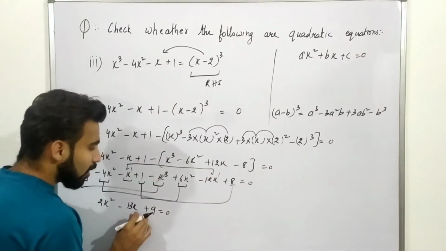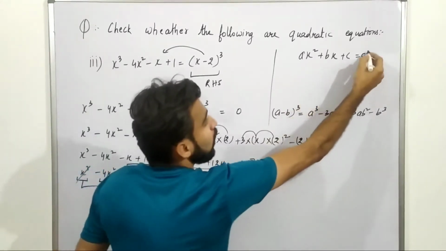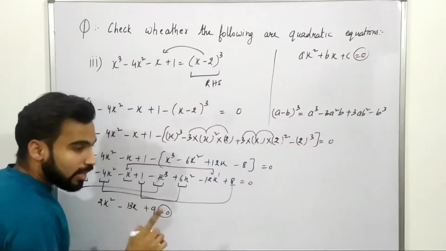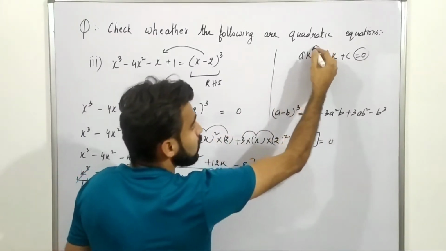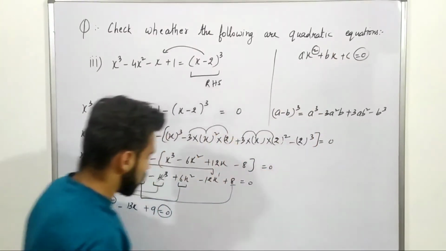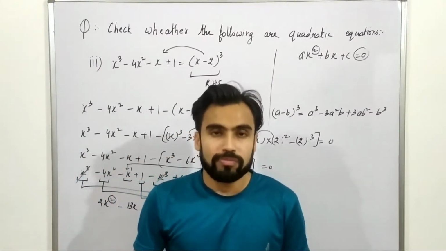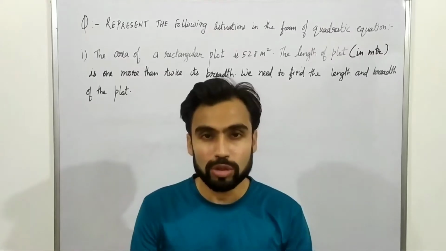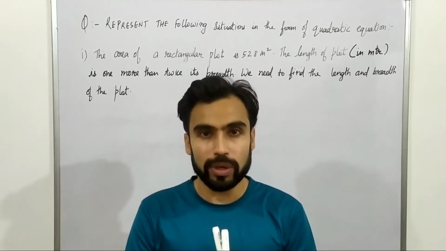Now if I just compare it with the standard format, you can see here that the right hand side is 0 as here, and also the main thing that the highest power is 2 here, which resembles this quadratic equation. So is this a quadratic equation? Yes, because the highest power is 2. That's all.